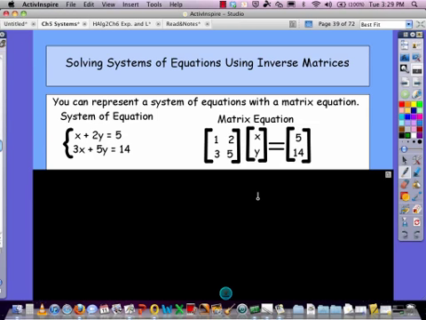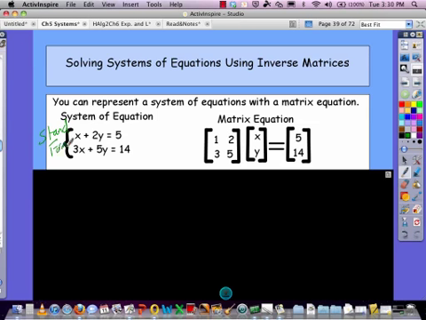Here's our system of equations. I have 2 equations. They're both linear. x plus 2y equals 5, 3x plus 5y equals 14. And now I turn them into a matrix equation. So notice there's a couple different parts. Over here, everything had to be in standard form before we started. So think standard form. Okay?